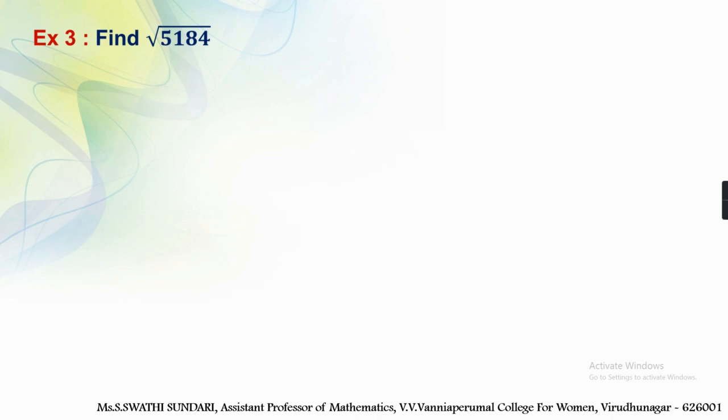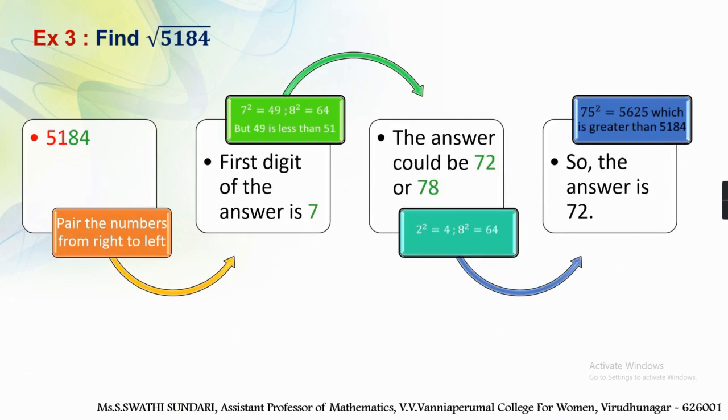And now, we have to find the square root of 5184 by the Vilokana method in a different way. So, the first step is to pair the numbers from right to left, that is 51 is one pair and 84 is another pair. There are two pairs, so our answer will be a 2-digit number.